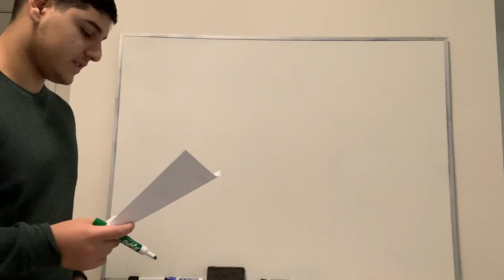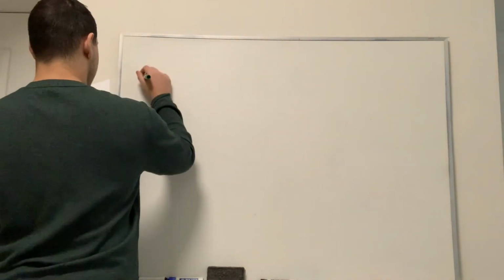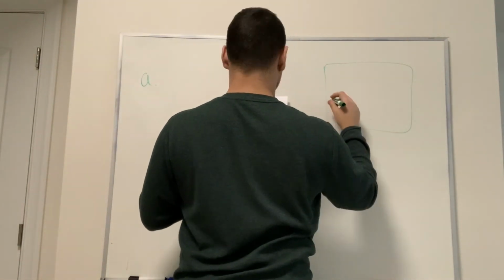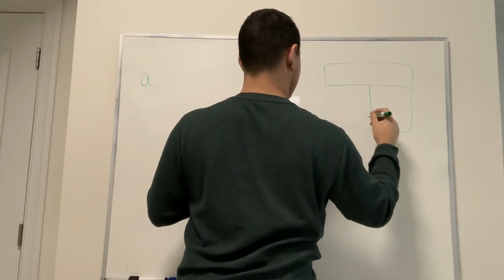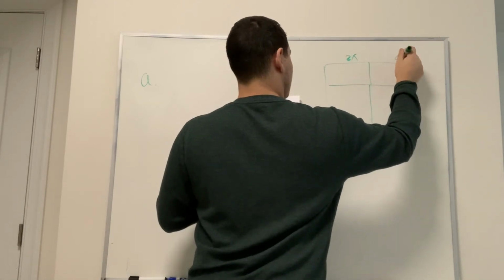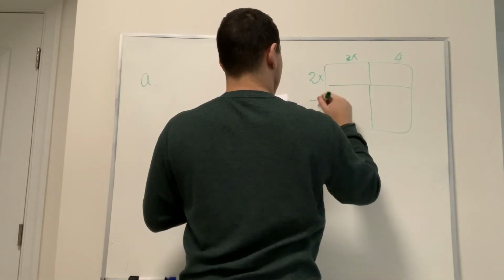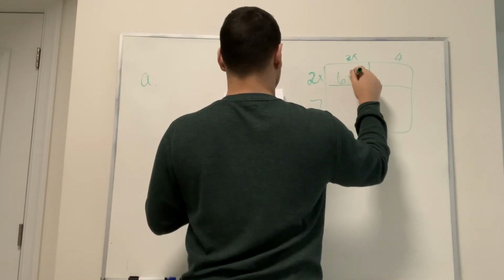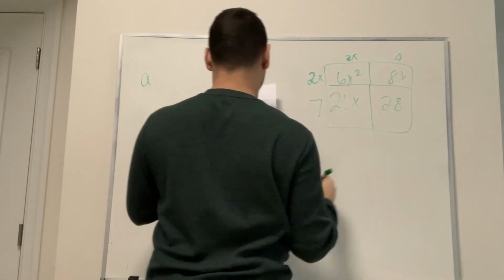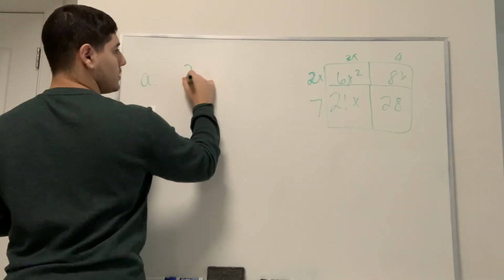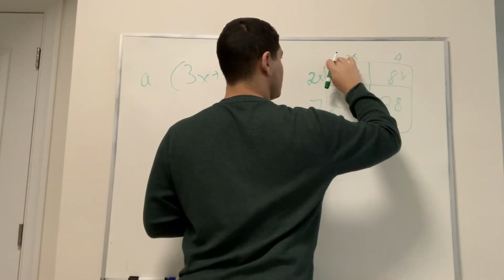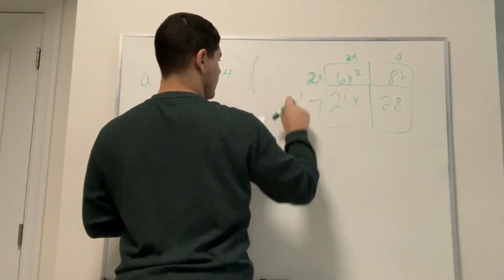Example 1, what binomial is pictured at the right? So you have 6x squared here, 8x here, 21x here, 28 here. What binomial multiplication? The area of this is really just this side, 3x plus 4, times this side, which is 2x plus 7.